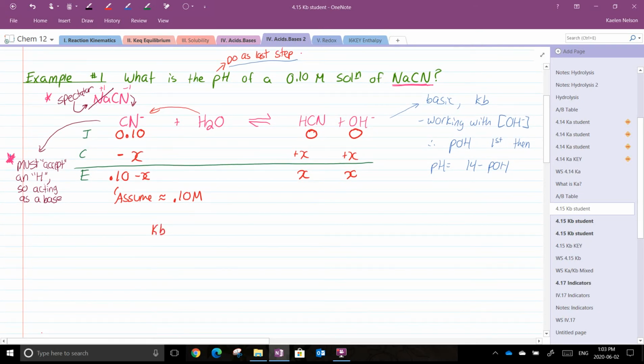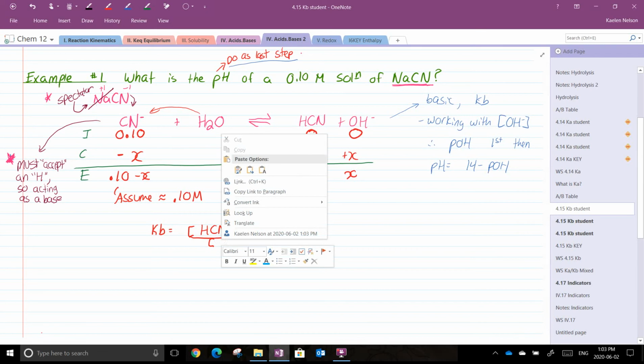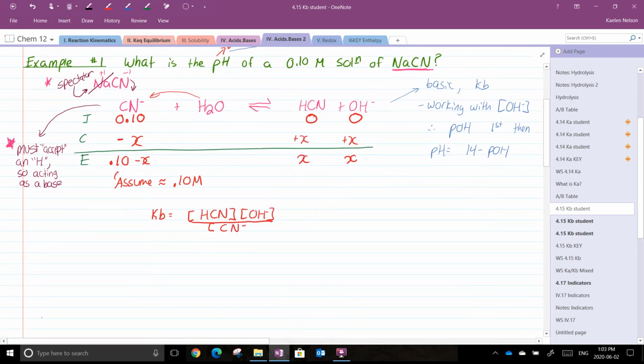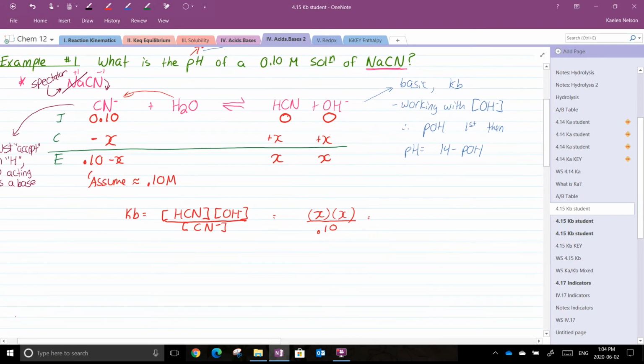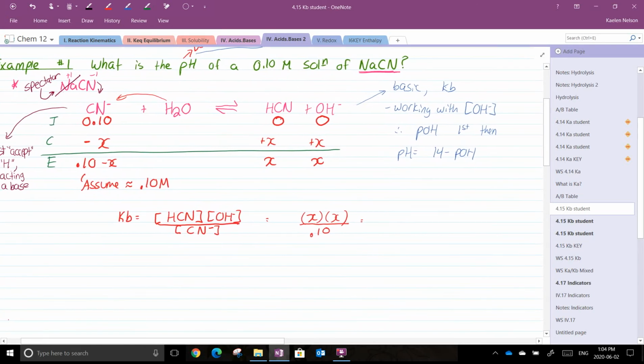Next we'll write our Kb expression, so products over reactants. In this case we have HCN times OH minus, all over CN minus. Okay, so what can we fill in? We have on the top x times x, which we'll write as x squared. On the bottom we have 0.10, and then we need our Kb. So before we go on, we need to calculate ourselves a Kb.